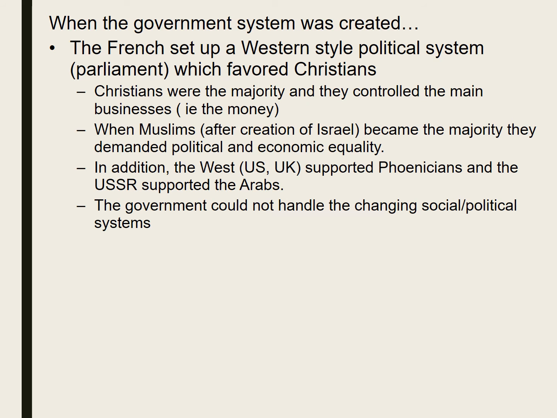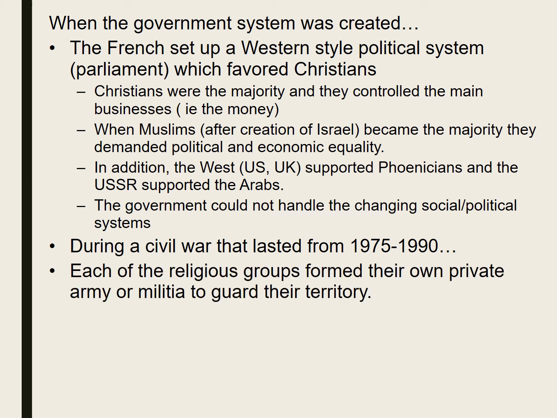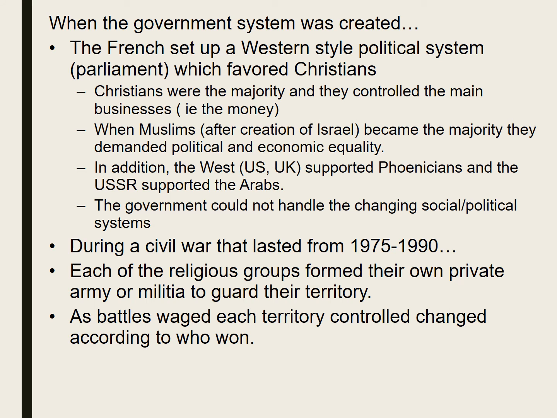The government could not handle the changing social and political systems, and this resulted in civil war. Lasted from 1975 to 1990, but there's still tension now. And during that civil war, each of the religious groups formed their own private army and militia to guard their territory. As battles waged, each territory controlled changed according to who won, so it got confusing.